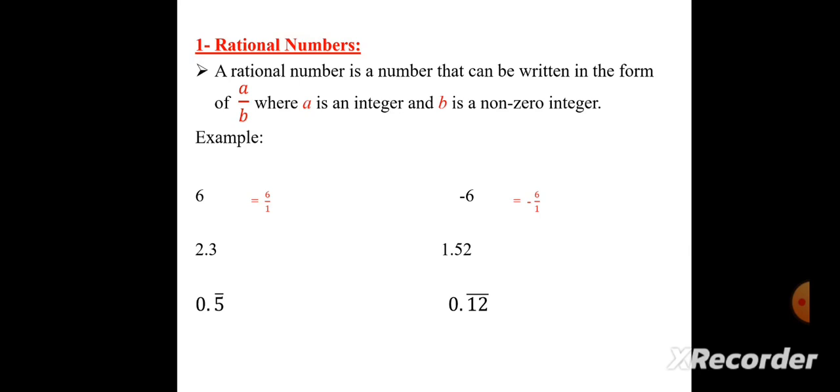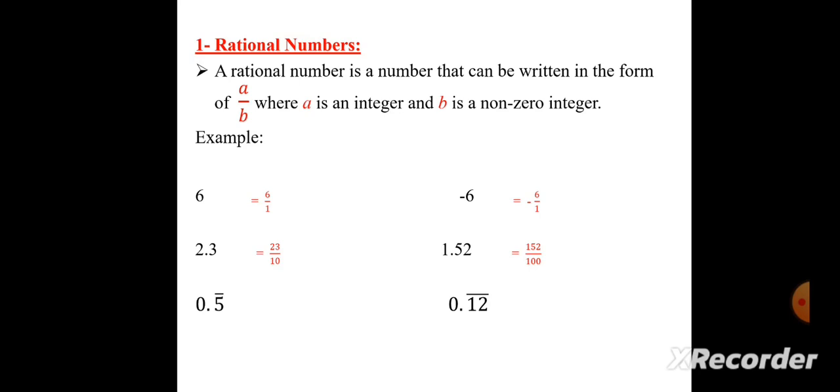Now, what about 2.3? It can be written as 23 over 10. So 2.3 is a rational number. 1.52 is 152 over 100, since we have 2 digits in the decimal part, so it's over 100. And I can say that 1.52 is a rational number.